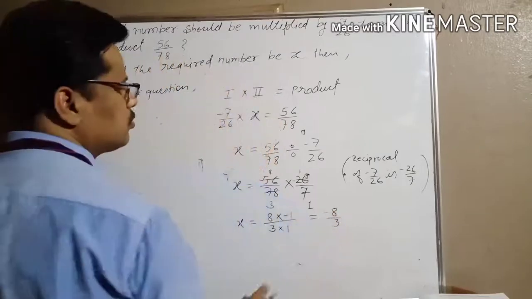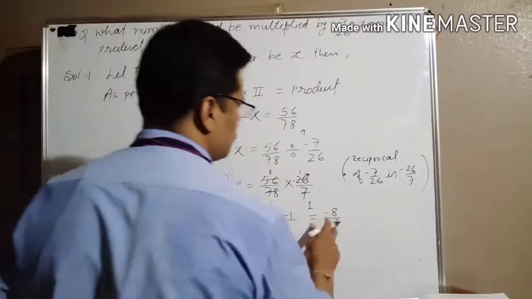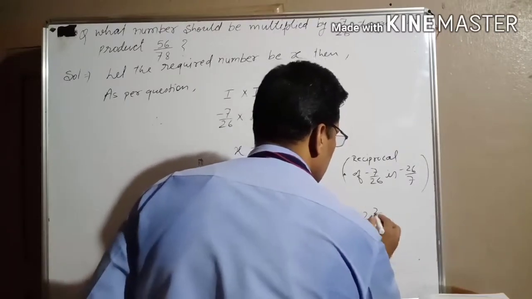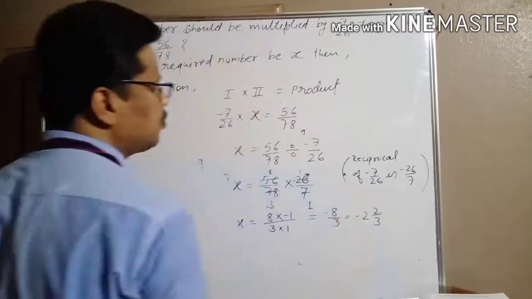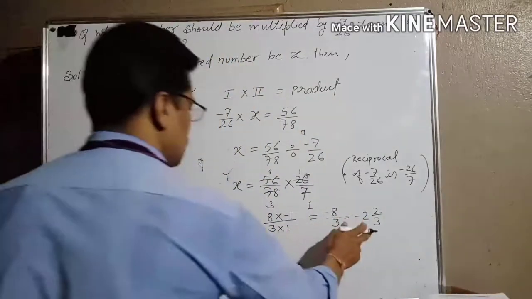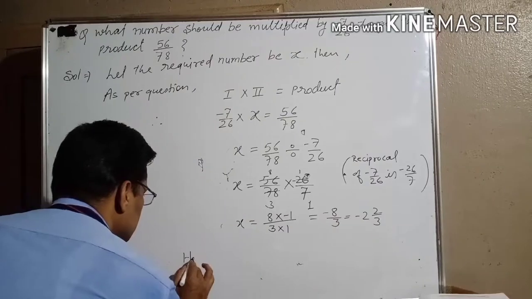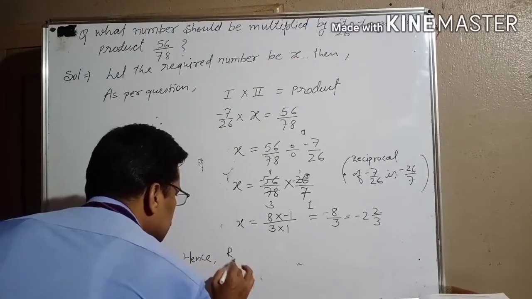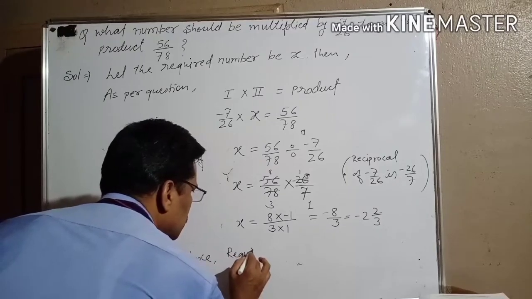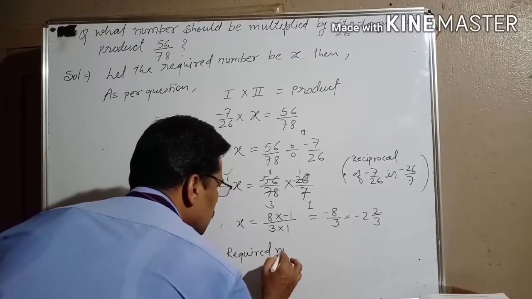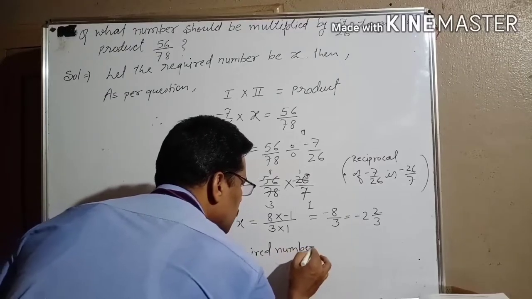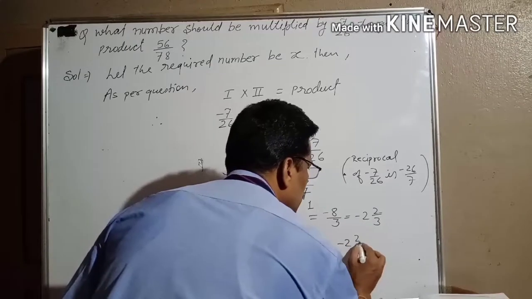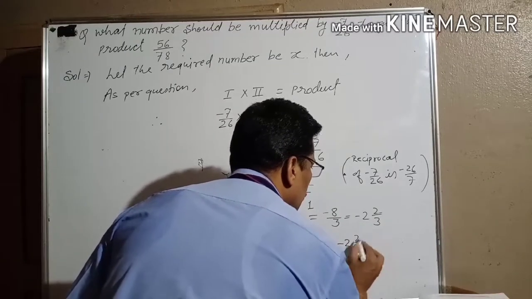Minus 8 upon 3. Also you can convert it into a mixed fraction. When you convert into a mixed fraction, you get minus 2 whole 2 upon 3. This is your answer. So you can write here, hence the required number is minus 2 whole 2 upon 3.